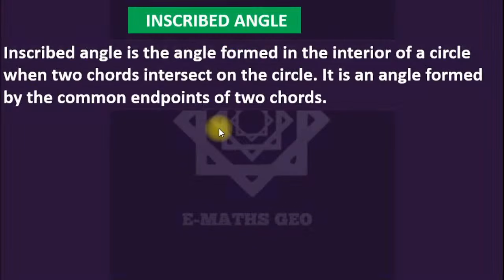In this session, we're going to look at the inscribed angle theorem. But first of all, we need to know what an inscribed angle is. By definition, an inscribed angle is the angle formed in the interior of a circle when two chords intersect on the circle, or it is an angle formed by the common endpoint of two chords. So if you have two chords with a common endpoint, the angle formed by that common endpoint is called an inscribed angle. So let's look at the diagram.